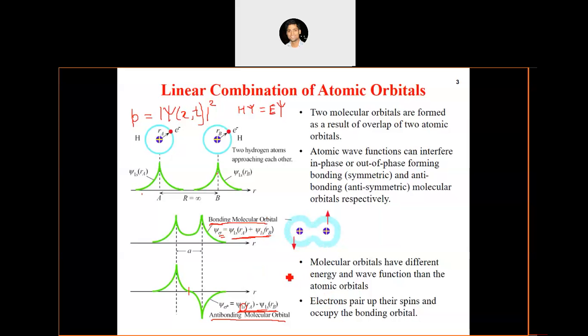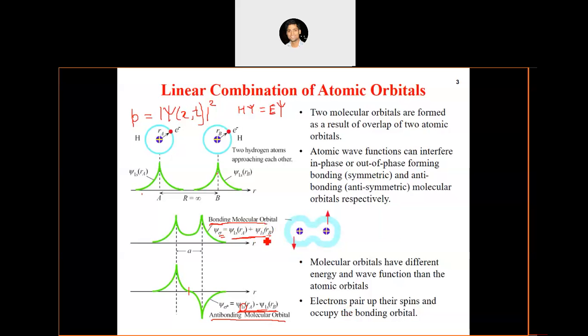And what happens is, we will see in the next slide, but the energy of bonding molecular orbital is much less in comparison to anti-bonding molecular orbital. So of course electrons will prefer to go into the bonding molecular orbital, right? Because any system wants to go to the lower energy state, and this bonding molecular orbital has lower energy.